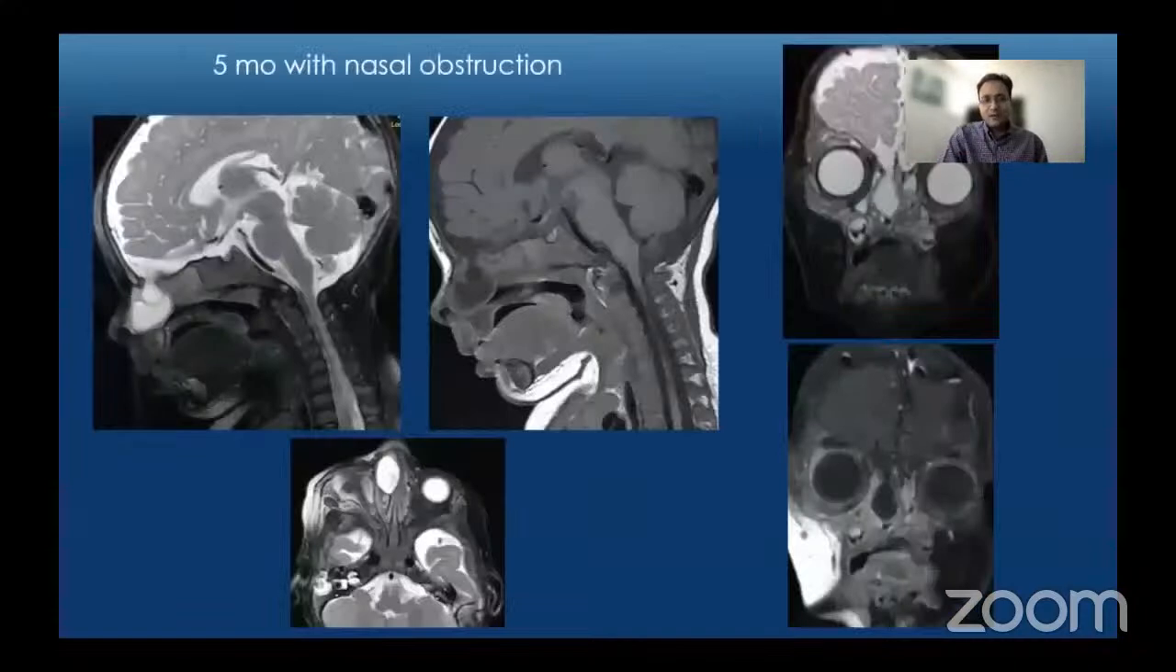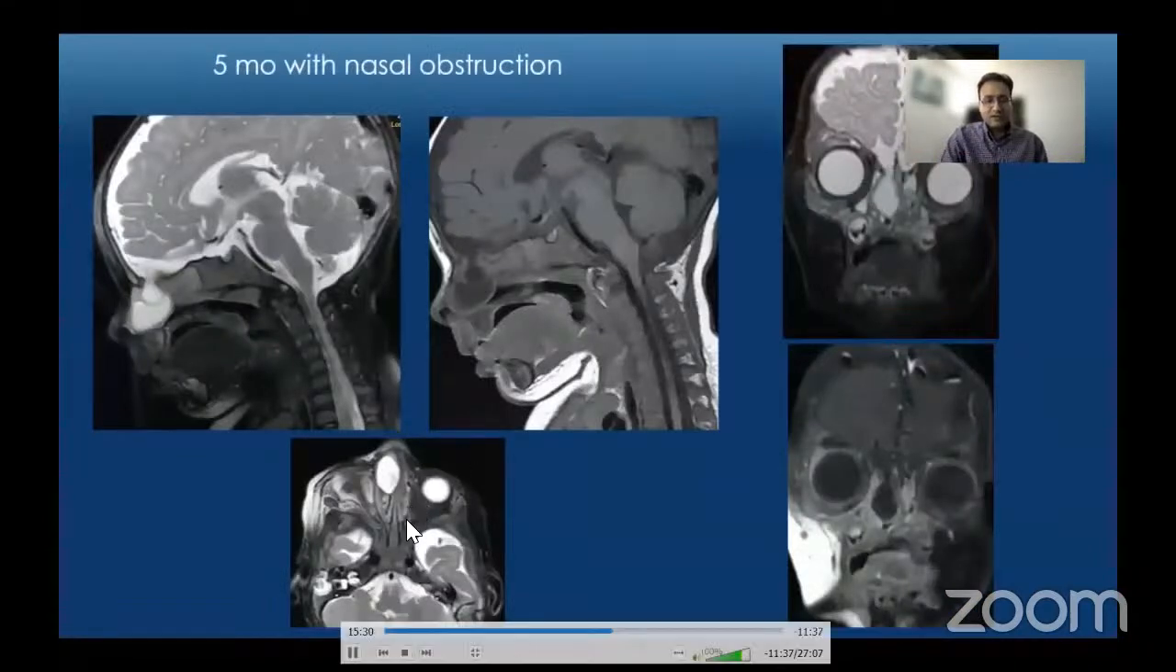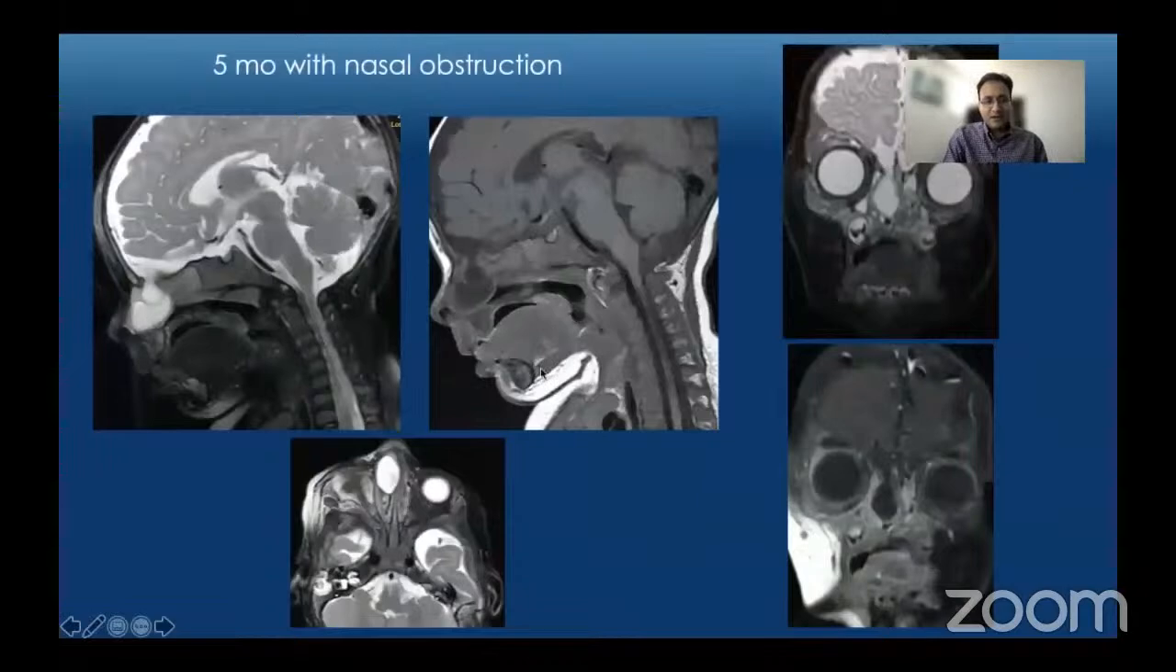Next case is a 5-month-old who presented with nasal obstruction. So we have a sagittal T2 and T1 weighted image, which shows a bilobed mass extending into the nasal cavity. Superiorly, the mass appears to communicate with the subarachnoid space via a defect in the cribriform plate. Same findings on the axial and coronal images.